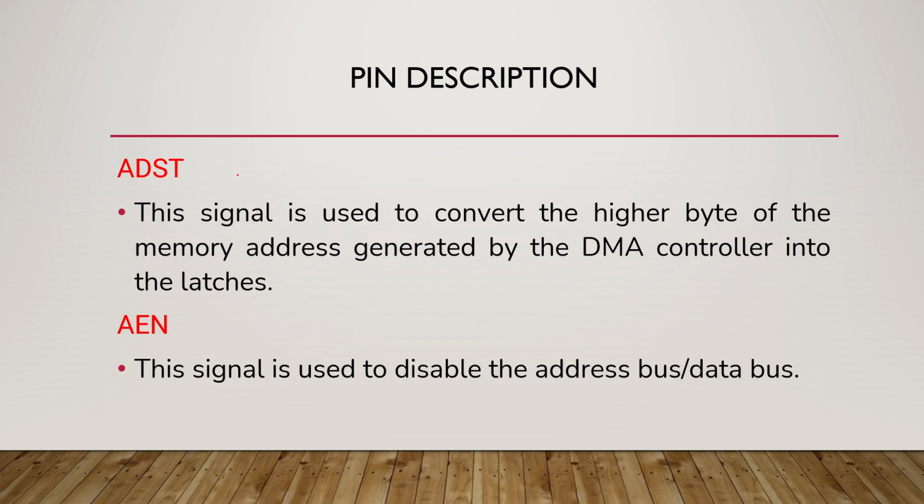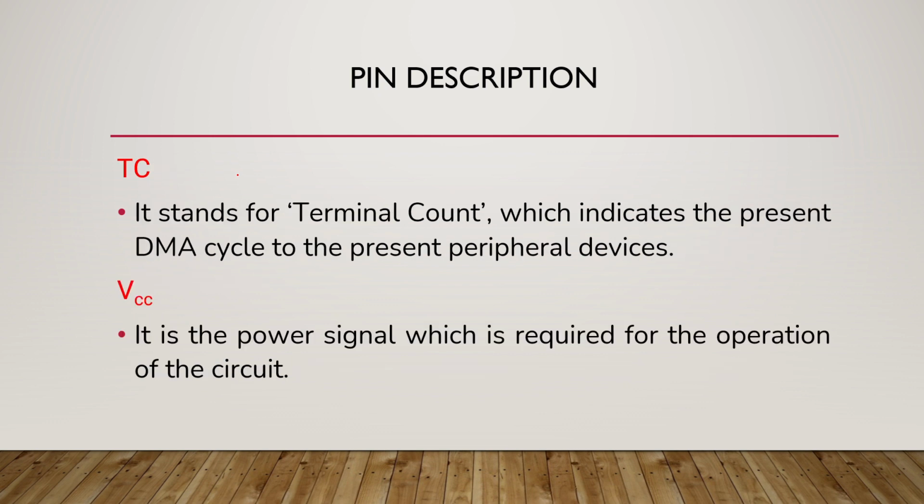Then address strobe, ADST. This signal is used to latch the higher byte of the memory address generated by the DMA controller into latches. Then AEN, which means address enable. This signal is used to disable the address bus or data bus. And TC, what does TC denote? TC denotes terminal count, which indicates the present DMA cycle to the present peripheral device. And VCC is the power supply signal.